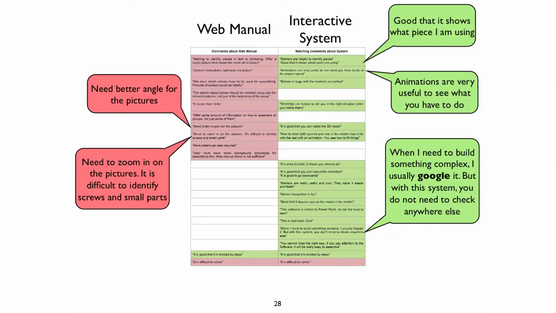We also summarize the comments that the users made while they were assembling the system. On the left, we have written down the comments that they made while they were assembling it using the web manual, and on the right, while they were doing it with the interactive system. We have highlighted the negative comments with red and the positive comments with green. So for the web manual, users said that they are not satisfied with the static images, and they needed more detail in order to find out what they have to do.